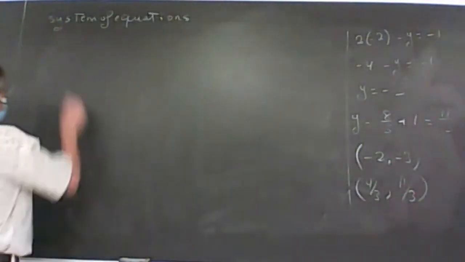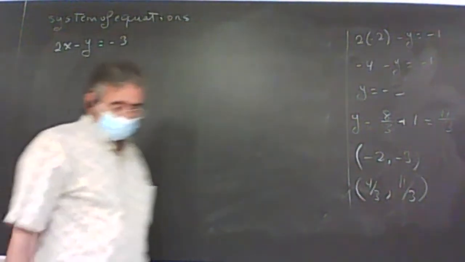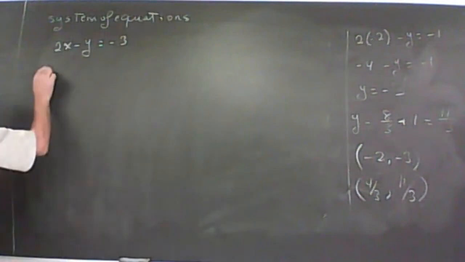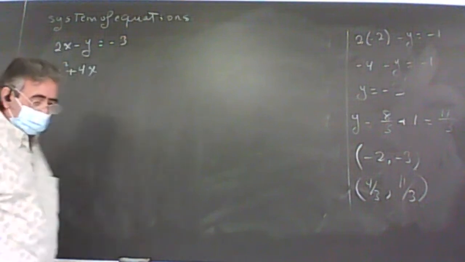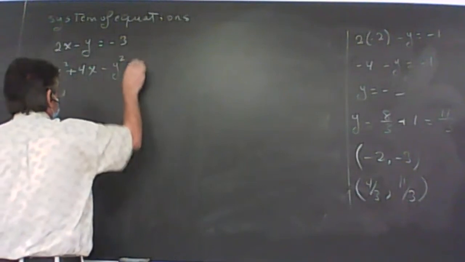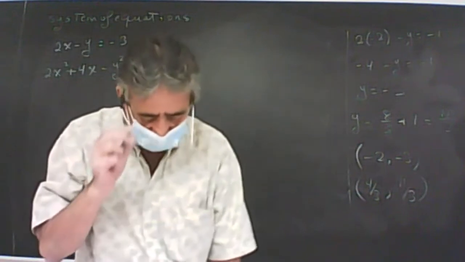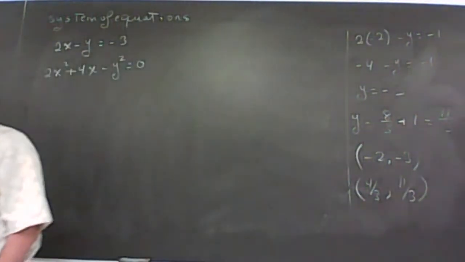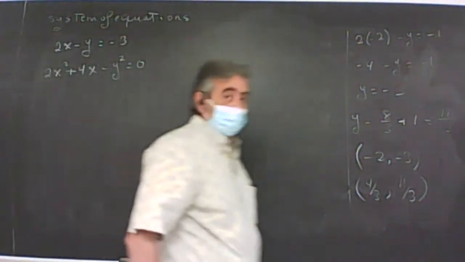2x minus y equal negative 3. 2x squared plus 4x minus y squared equals 0. Okay? So now, again, we have two equations. We have a nonlinear system.